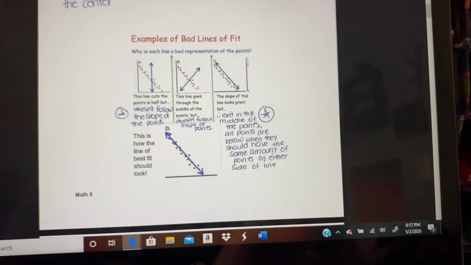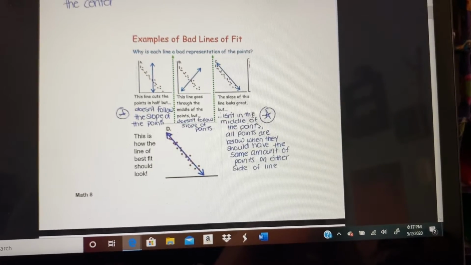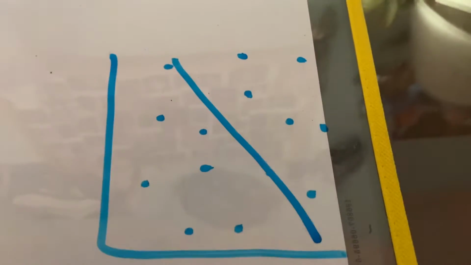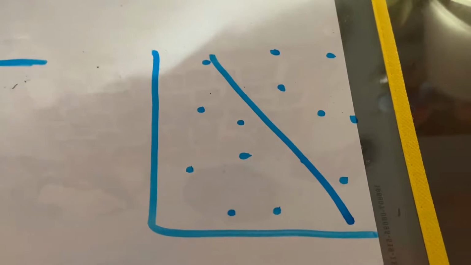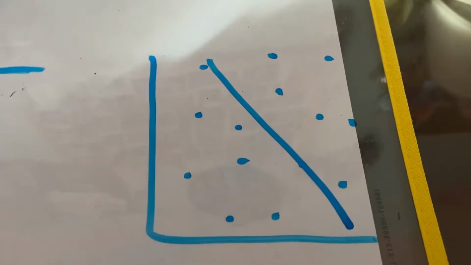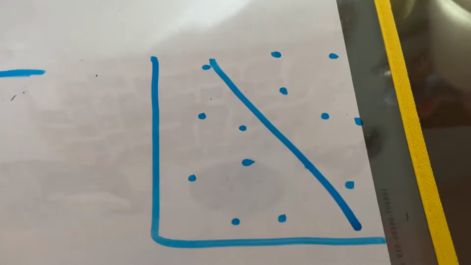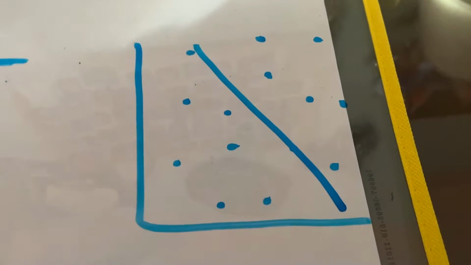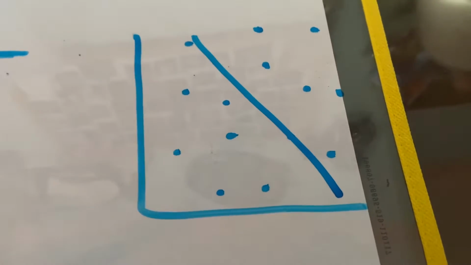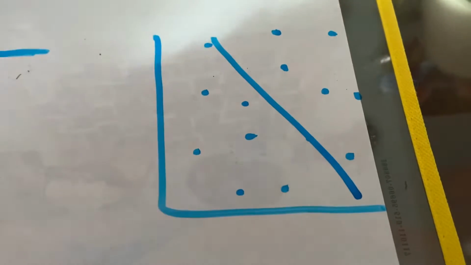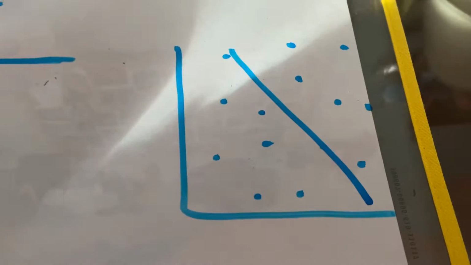There's also going to be another type of problem. You might also see a graph that looks like this. Now this graph has no association. My data doesn't have a pattern. So this line that I drew would not be a line of best fit. In fact, there is no line of best fit for data that has no association. All right.